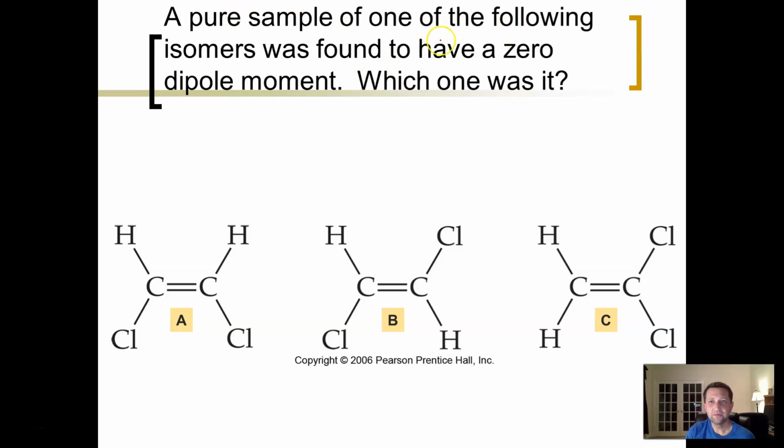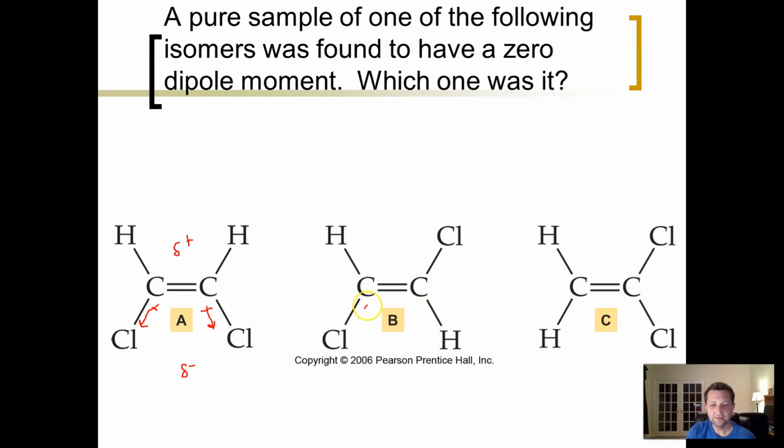It says a pure sample of one of the following was found to have a zero dipole moment. Which one is it? So let's figure it out. So we have our chlorines down here. So dipole arrow down, dipole arrow down. Both poles are going down, no pole going up to cancel. So it looks like I have a partial negative, partial positive. So there's a dipole moment there.